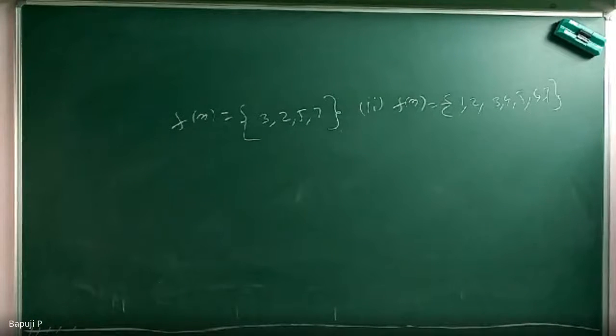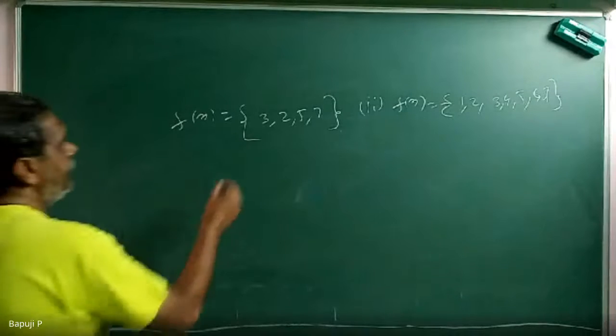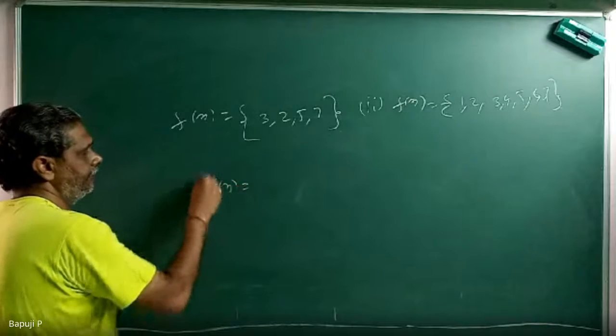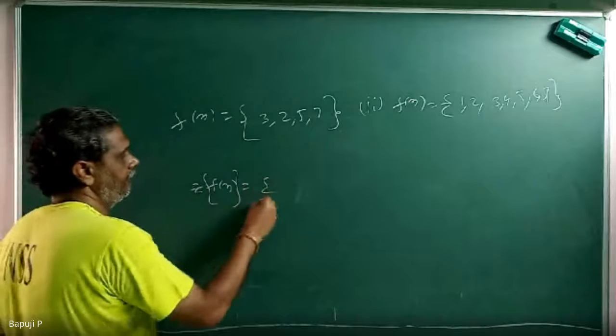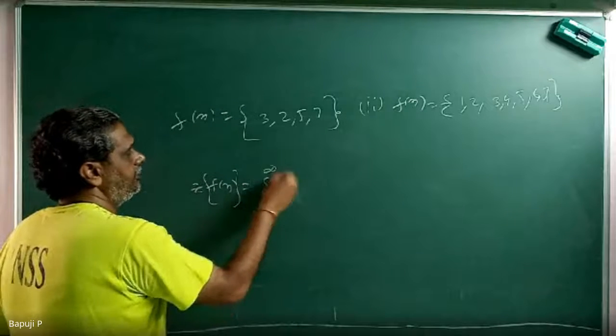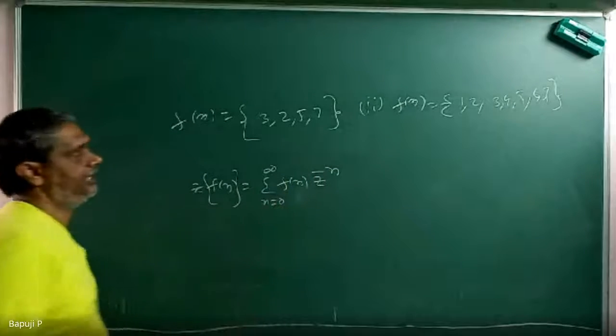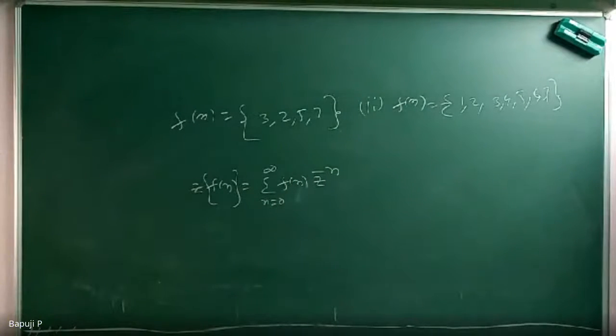So from there what will I do? See, my Z of f of n is what actually? Sum over n is equal to 0 to infinity, f of n z to the power of minus n. Correct? So from this, if you want to understand f of 0.